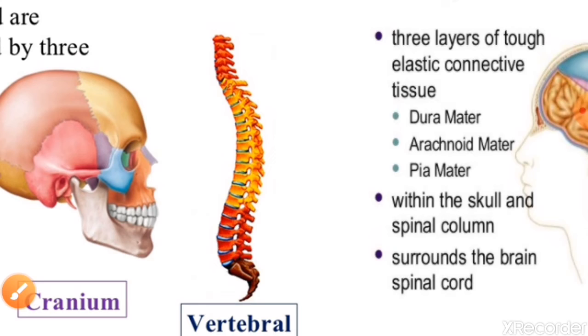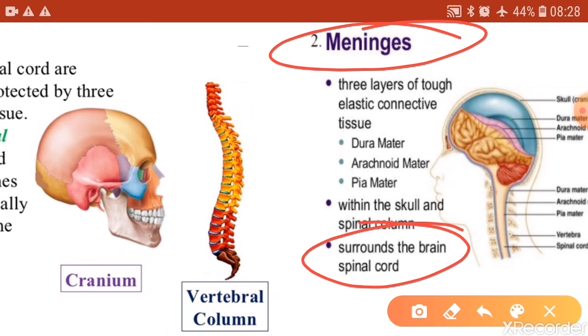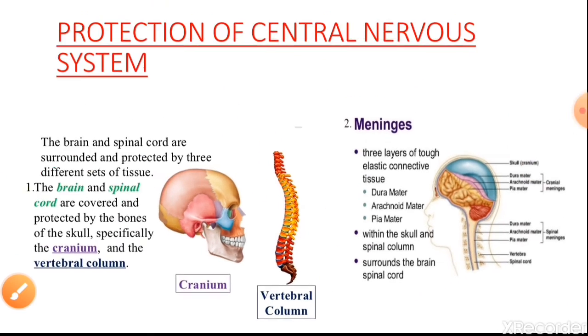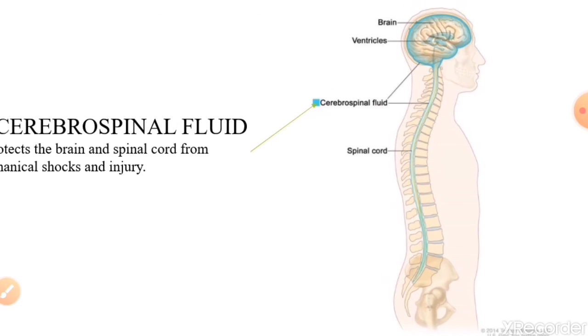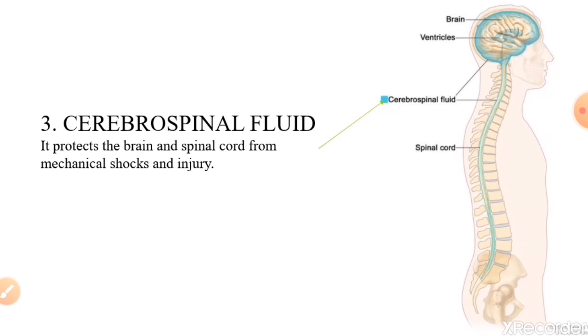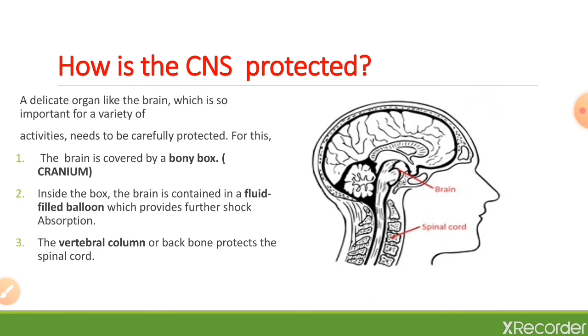The other thing is that the spinal cord is also covered by meninges. These meninges form the coverings of both the brain as well as the spinal cord. And the third is the cerebrospinal fluid, a fluid that protects both the brain and the spinal cord from mechanical shocks and injuries. So in this way, the central nervous system is quite well protected.